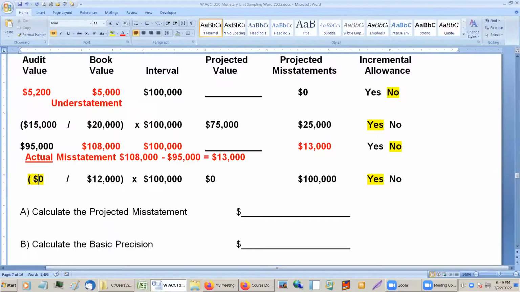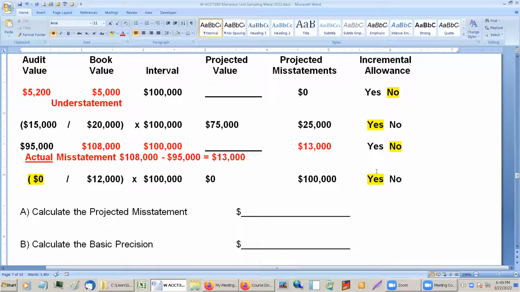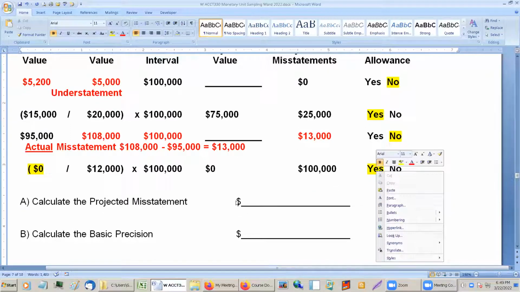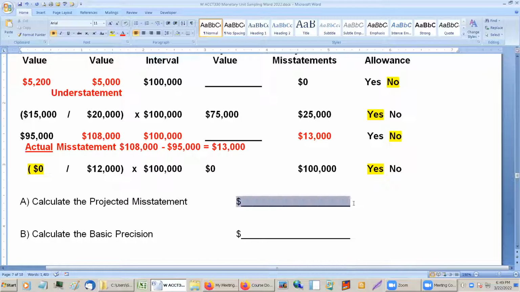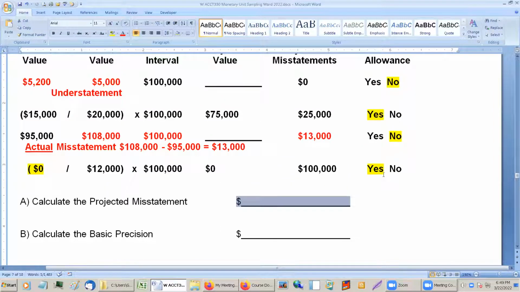But anyway, if it is 0, and if 0 is the correct amount that it should be, then the misstatement will be 100,000, and it'll be in the allowance. So the projected misstatement would be all those together. 138.